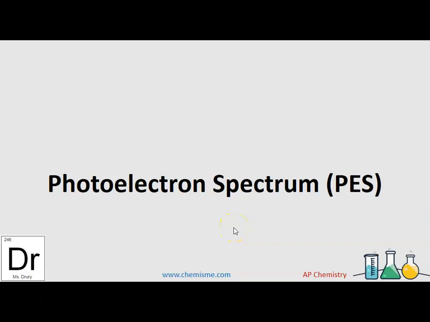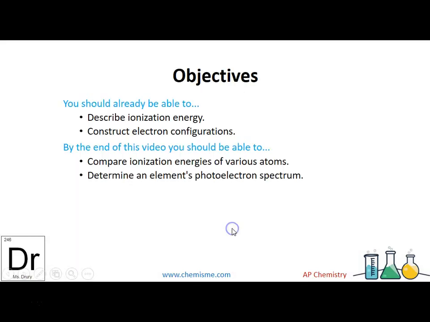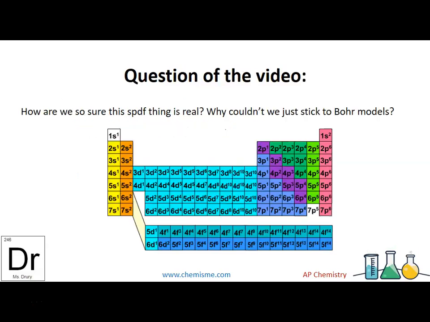This video is about the photoelectron spectrum. You should already be able to describe and explain what ionization energy is, but we'll review it and construct electron configurations. And by the end of this video, you should be able to compare ionization energies of various atoms and determine an element's photoelectron spectrum.